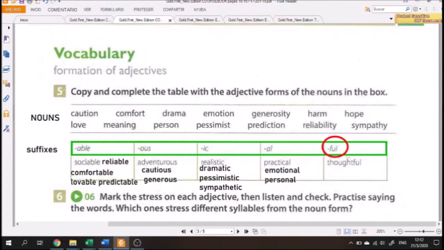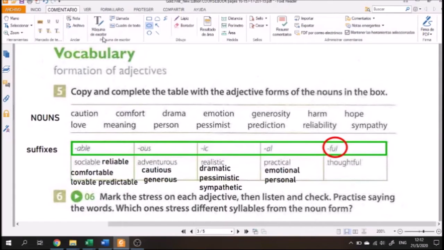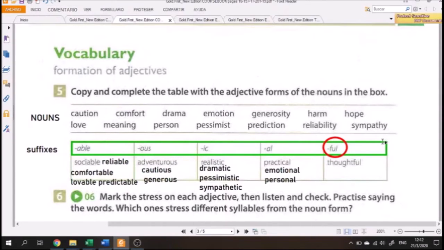Please remember that this suffix is only one L. It's a common mistake that you sometimes write two L's, but no, remember, only one. When we have the suffix full, it's only one L. And also pay attention to the pronunciation. Try not to pronounce the U in the middle. Full, full. Can you do that? Thoughtful, beautiful. What else?